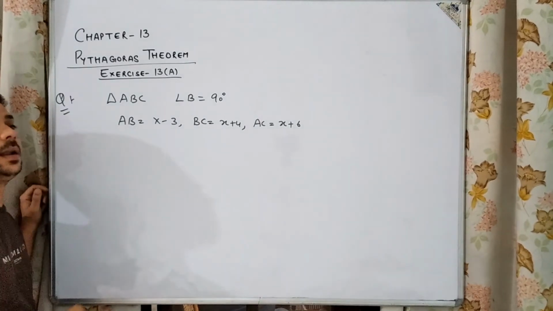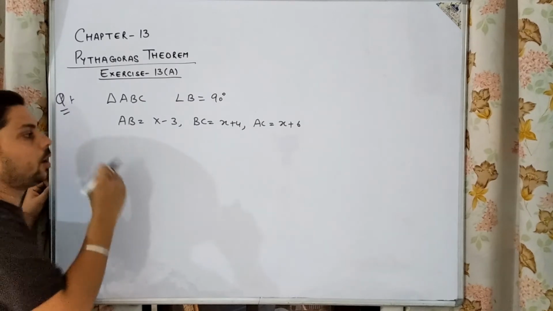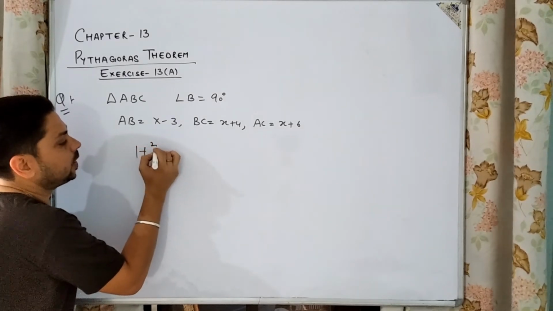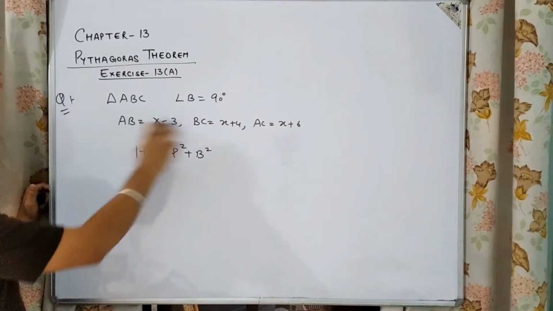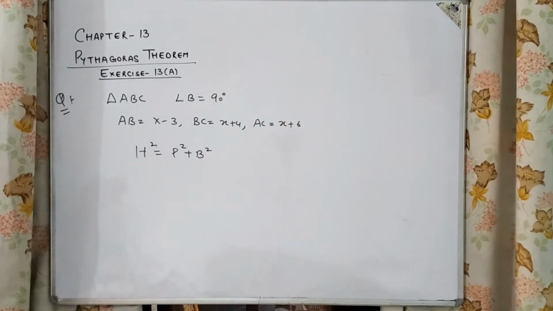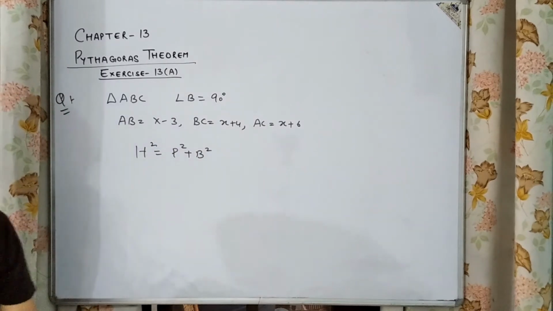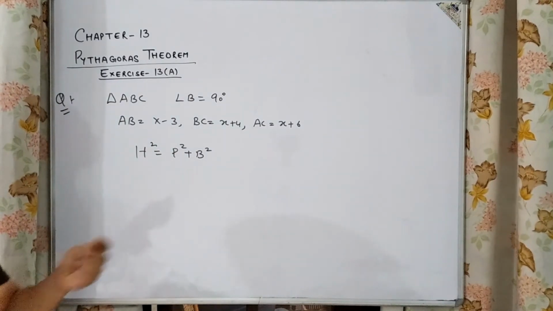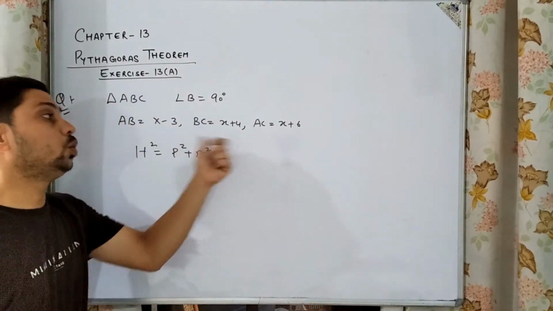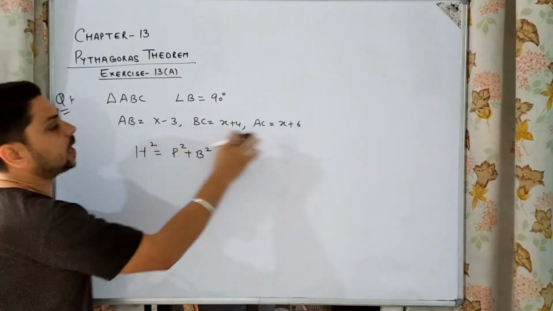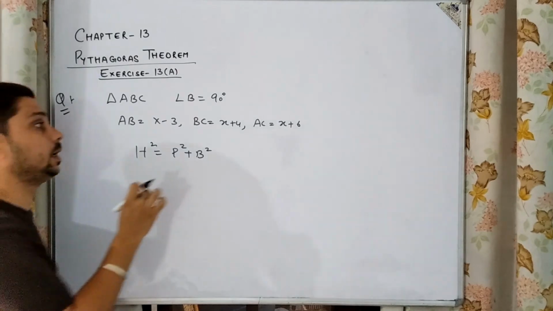Since it is a right angle triangle, we can apply the Pythagoras theorem here. According to Pythagoras theorem, hypotenuse square is equal to perpendicular square plus base square. But three sides are given, so we have to choose which side is hypotenuse and which sides are base and perpendicular here. To do this, you can see we have three sides and x is common in all these three sides, one common term is x here.